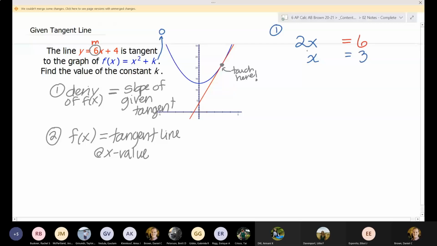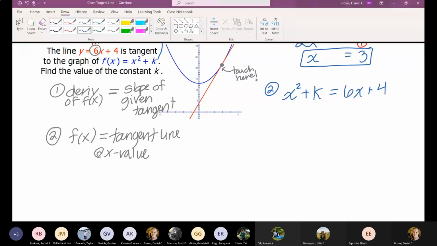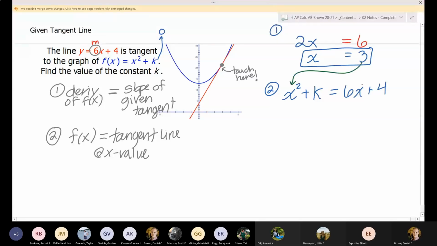And then I can use this to say, well, at 3, the tangent line touches the graph, so they have the same x-coordinate and the same y-coordinate. So my other equation is that this function itself is going to have to touch the tangent line at a certain value. Well, what value is it going to have to touch at? It's going to have to touch at the x value of 3. So you can just simply plug it in. 9 plus k is equal to 6 times 3 plus 4, and then use that to solve for k.